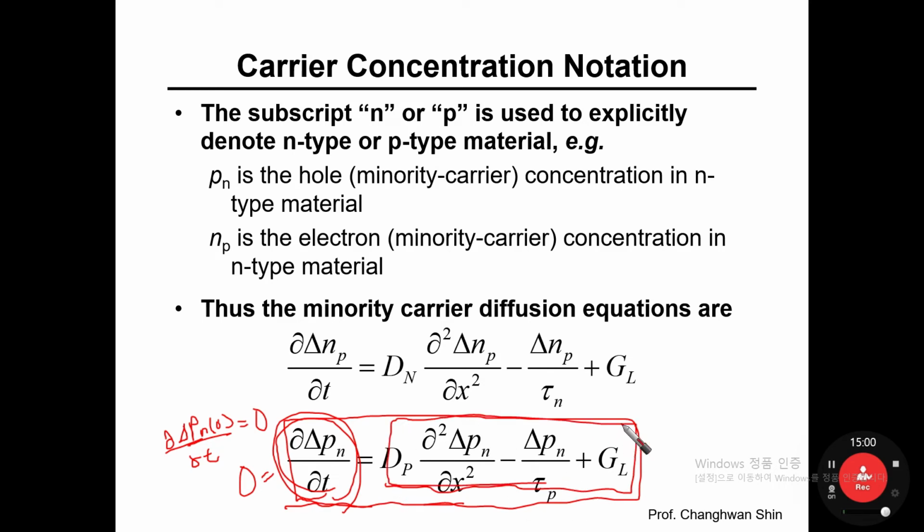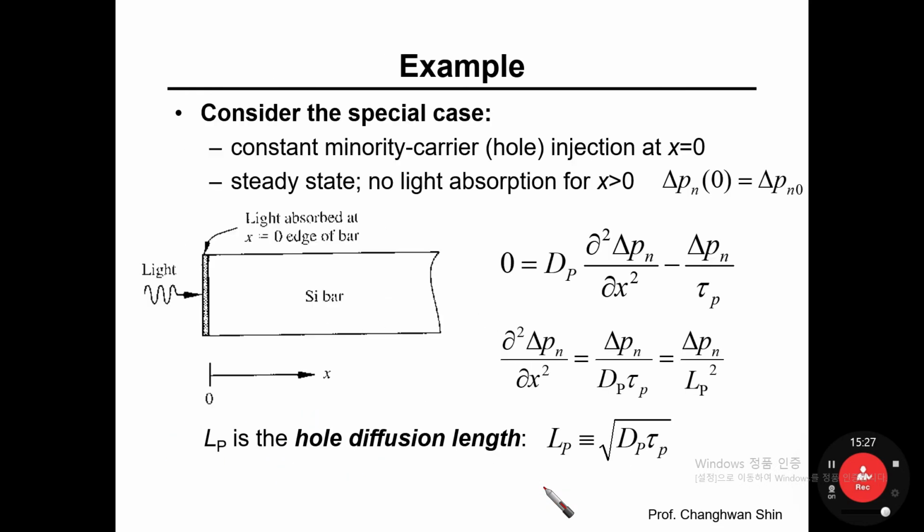But in the previous example, the light cannot be absorbed into the n-type silicon material. No light absorption at positive x, so G_L is still 0. So 0 is equal to what? This minus that. Remember that because I have copied and pasted it from here. So please confirm it by yourself.